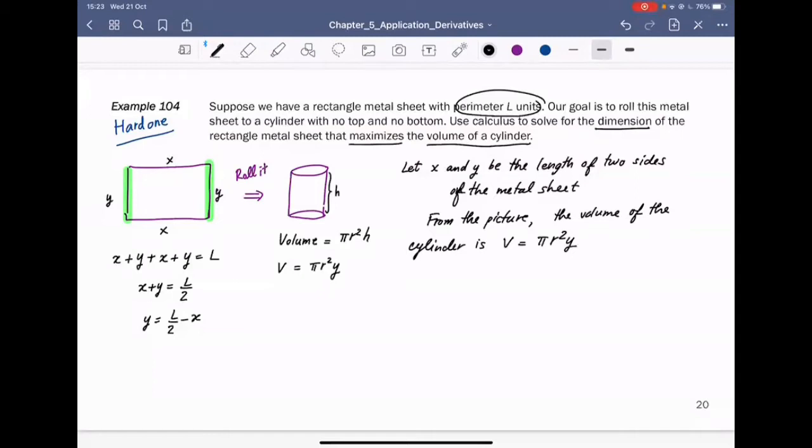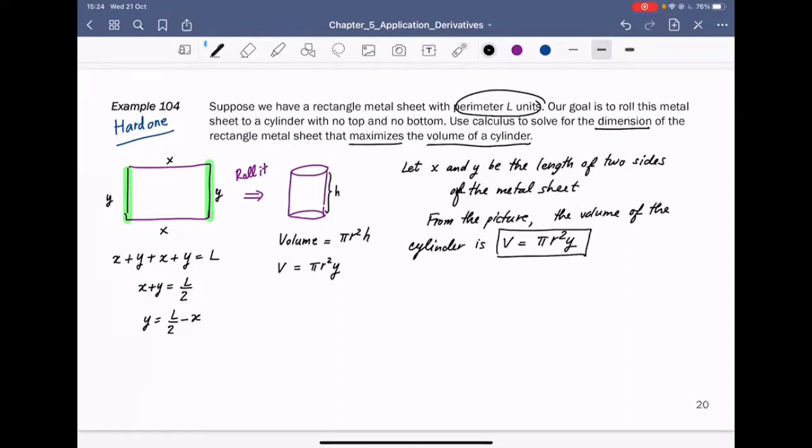And then, the goal is, this is the formula for the volume. However, it must be a function of one variable, right? Because if it's a function of one variable, you can differentiate and find the point that gives you a maximum. However, this is a function of two variables, x and y. You have to switch it into a single variable here. So how could I do that?